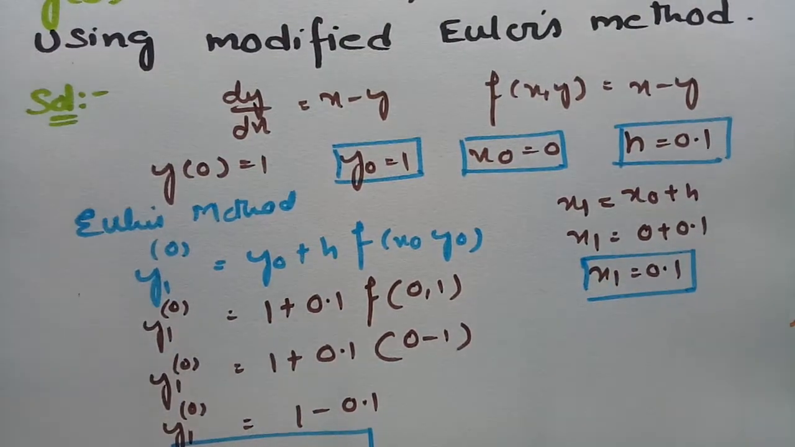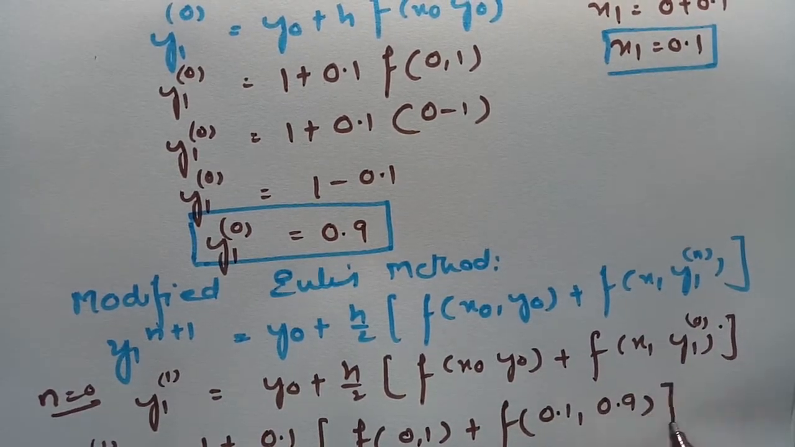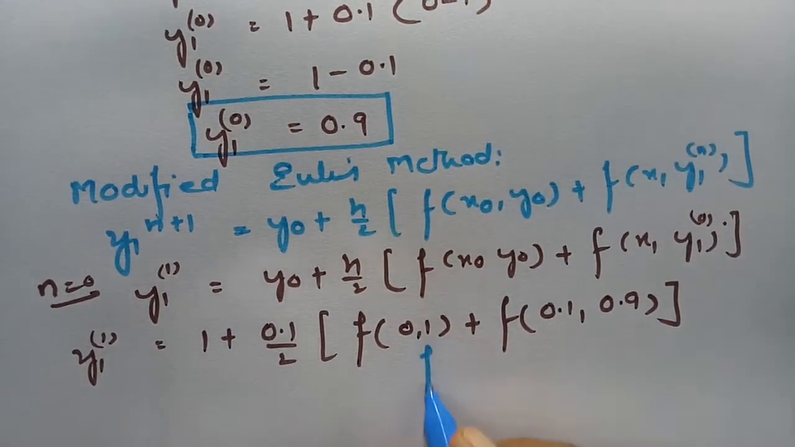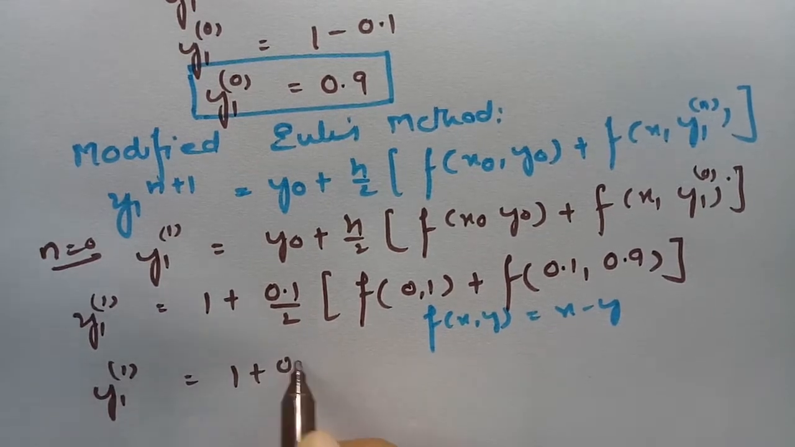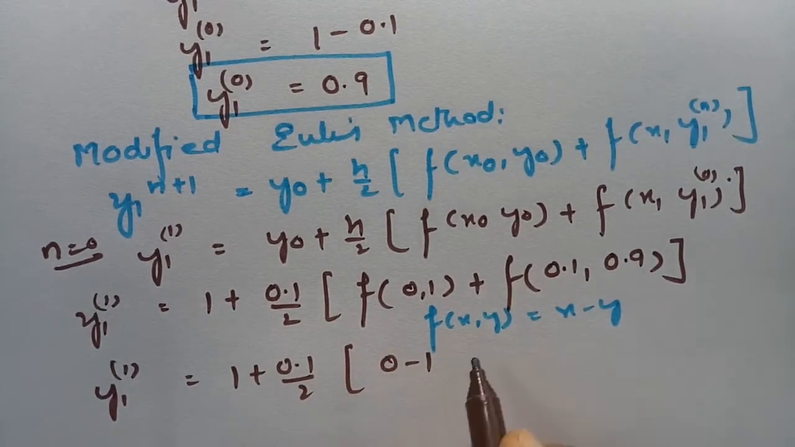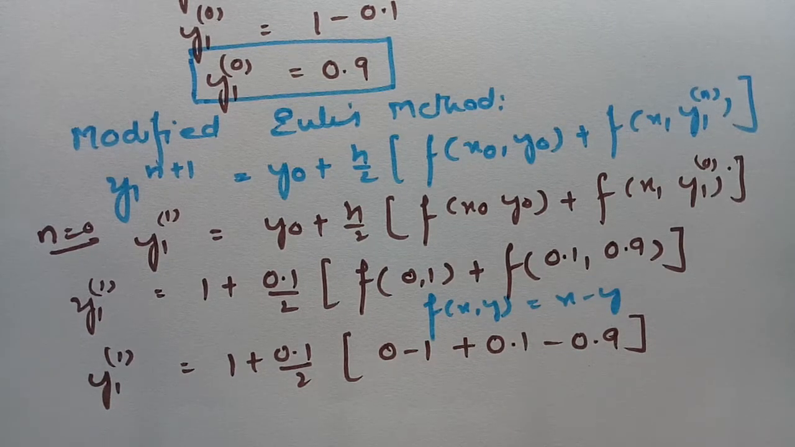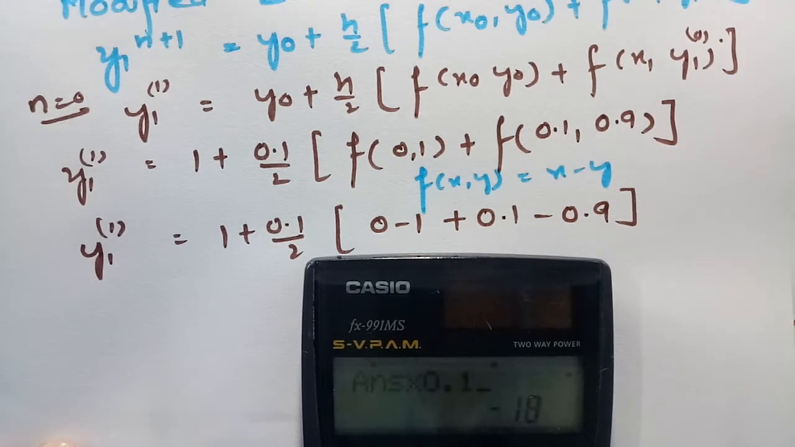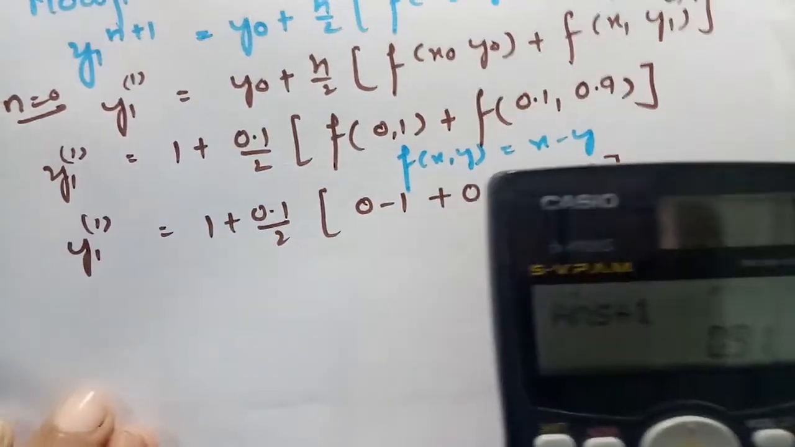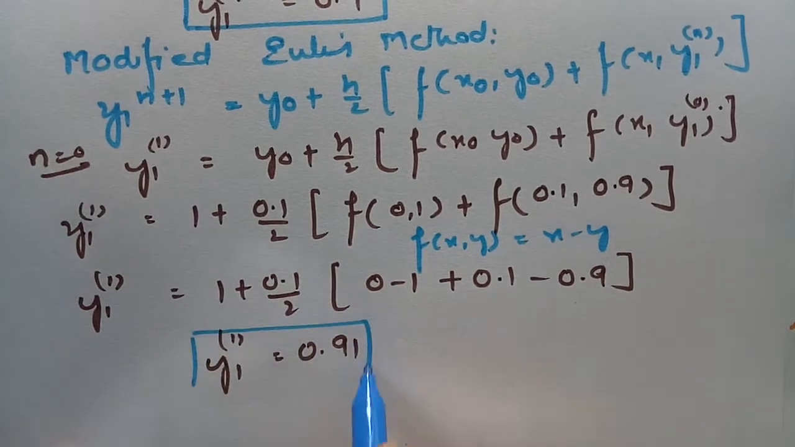After getting x1, this is 0.1, and y1 at 0 approximation is 0.9. We have a function f of x comma y which is nothing but x minus y. If I substitute in that, the first approximation will be 1 plus 0.1 by 2, this is x and this is y, so x minus y, this is 0.1 minus 0.9. If I solve this using the calculator, this is 0 minus 1 plus 0.1 minus 0.9 into 0.1 divided by 2 plus 1. What is the answer here? This is 0.91. Our first approximated value for y1 is 0.91.